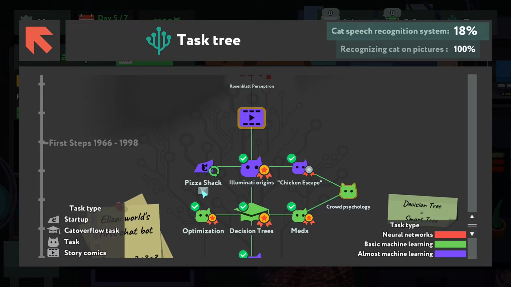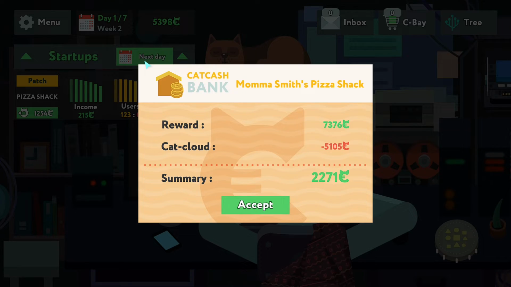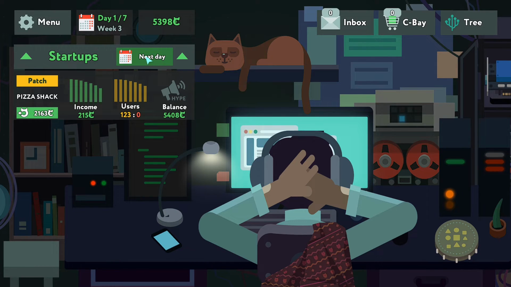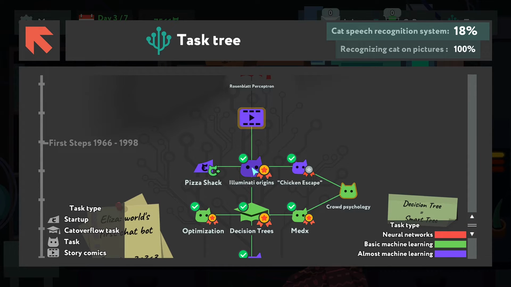Crowd psychology. The Pizza Shack is... I'm making a lot of money on the Pizza Shack. And now we cash out. Yep, rip Pizza Shack. Cool, I made $2,800 or something.